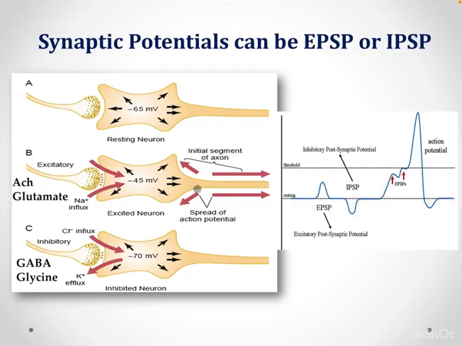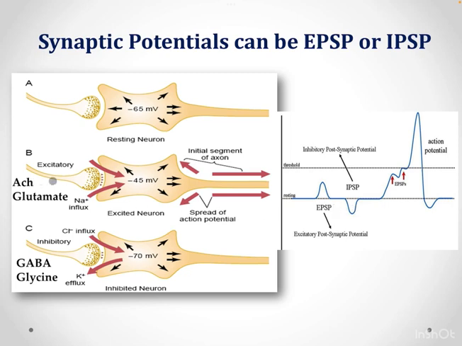Now let's talk about the two types of potential changes in the postsynaptic neuron, EPSP or IPSP. EPSP, that is excitatory postsynaptic potentials. If the potential change in the postsynaptic membrane during synaptic transmission is toward depolarizing, then the potential is known as EPSP, while IPSP, if the potential of a postsynaptic membrane is carried towards hyperpolarization, then the potential is called IPSP.